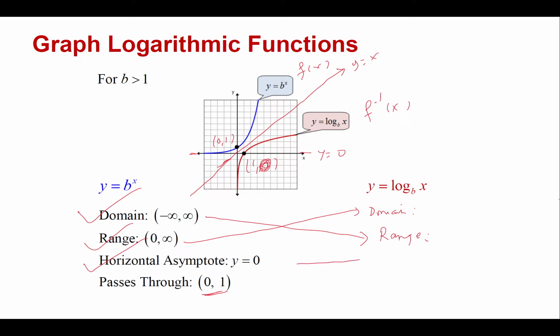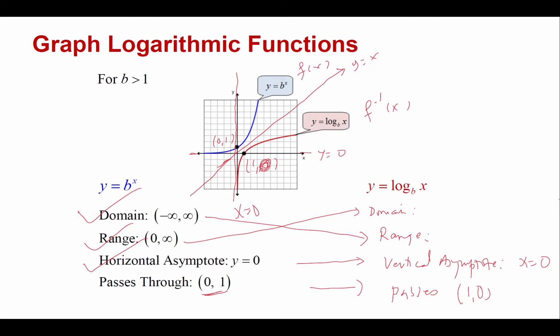This horizontal asymptote becomes a vertical asymptote, and y equal to 0 becomes x equal to 0, meaning the line x equal to 0 is the vertical asymptote for this graph of log base b of x. And instead of passing through (0, 1), it passes through (1, 0). So the graph of log base b of x is just the reverse, or just switching the x and y coordinates, of the exponential function.